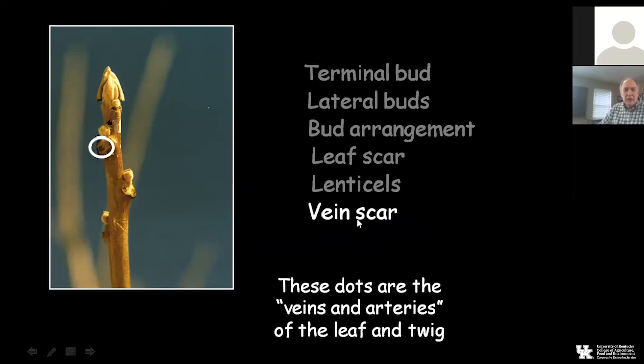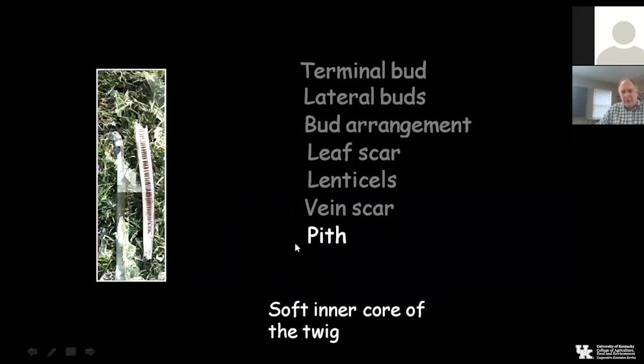And then the next one is a vein scar. Remember, the leaf scar was the outside edge of that. The vein scar is where the veins and arteries of this tree went up into the leaf. And you can see here, there's one here and one here, a vein scar. We'll see more of them momentarily.